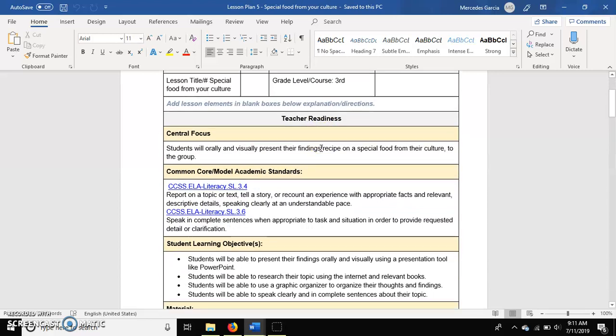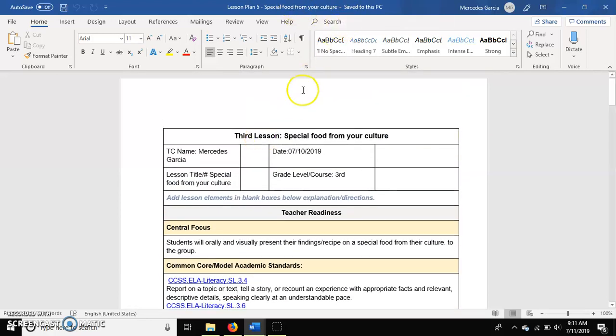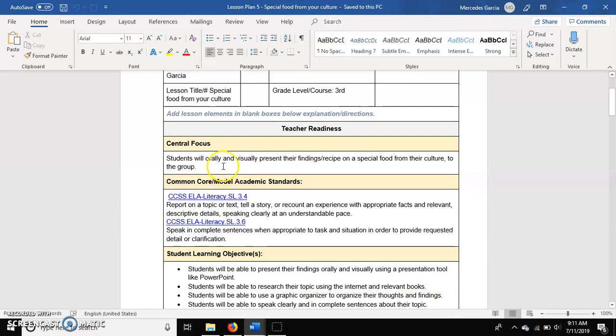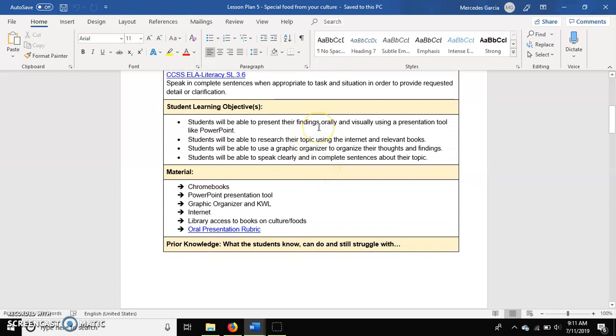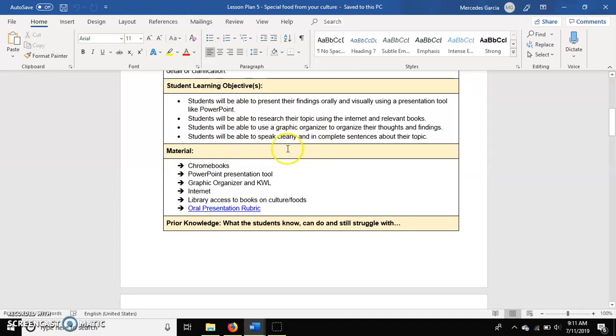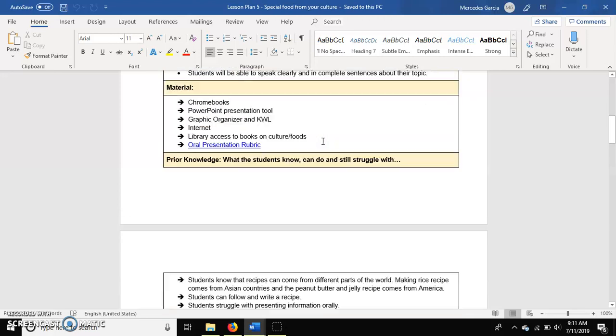Alrighty, so this is lesson 5, special food from your culture. Students will orally and visually present their findings, recipe on a special food from their culture to the group. They'll be able to present their findings orally and visually using a presentation tool like PowerPoint. They'll be able to research the topic using the internet and relevant books. They'll be able to use a graphic organizer to organize their thoughts and findings, and will be able to speak clearly and in complete sentences about their topic.